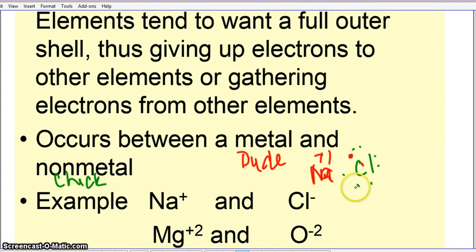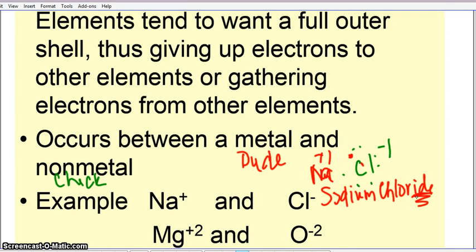Now over here, since the chick gained it, she becomes a -1 because she just gained an electron. Once they've been married, now it's called Mr. and Mrs. Sodium Chloride. Remember, it always changes that last part there.